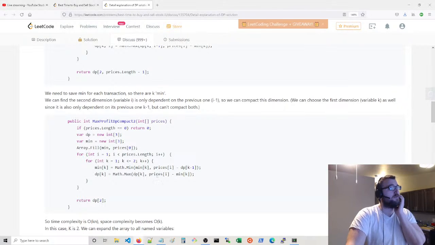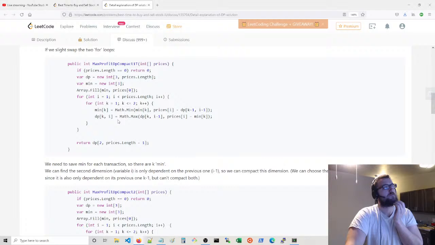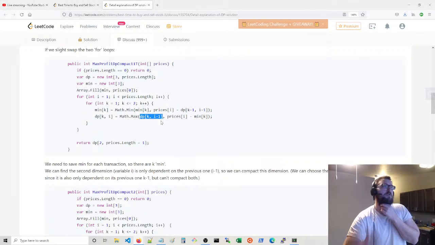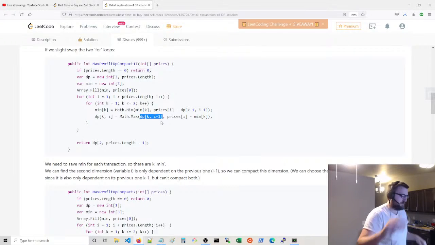And that's true. No, it's not true. It could get updated here. Oh, man. Am I crazy? This didn't get updated here. i minus 1, min k. This is part of a different array. It is. It is part of a different array.